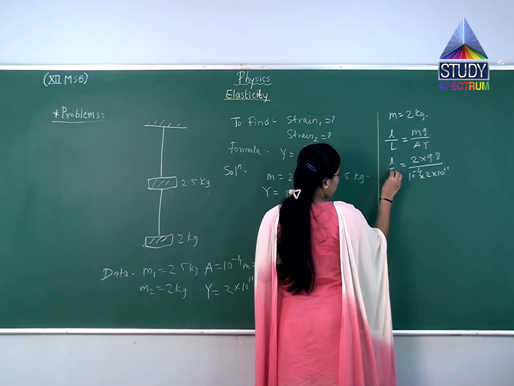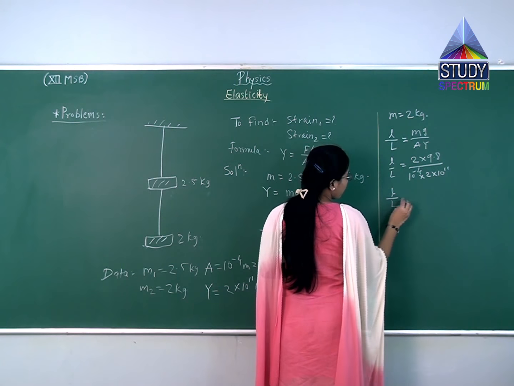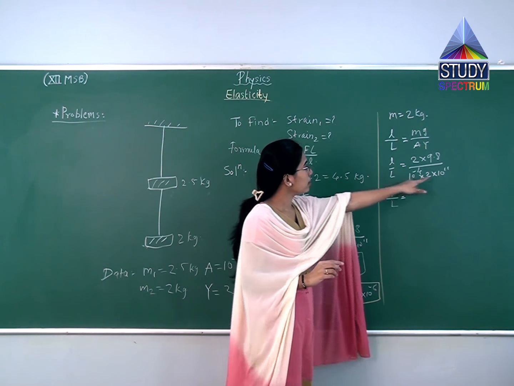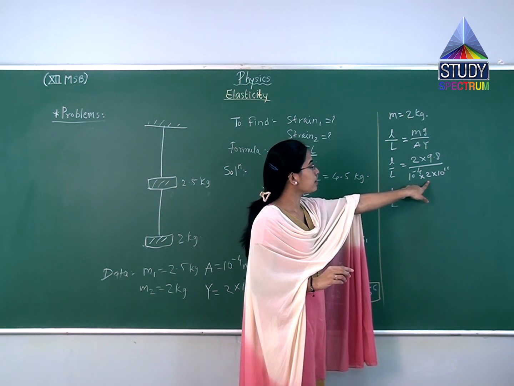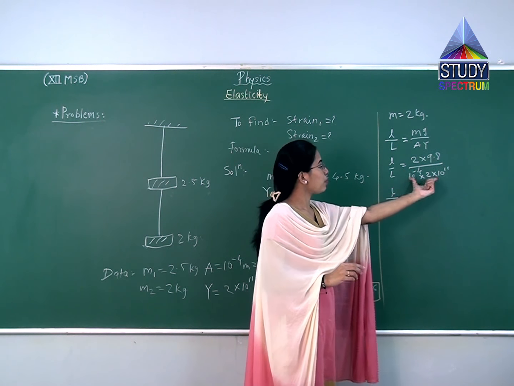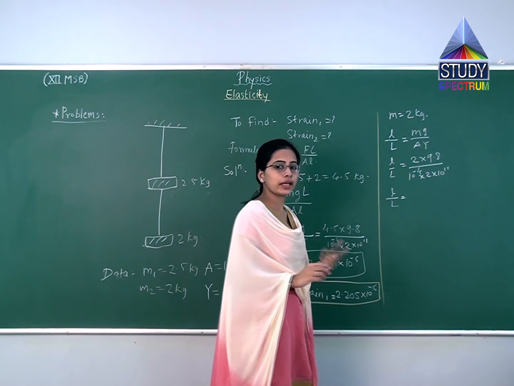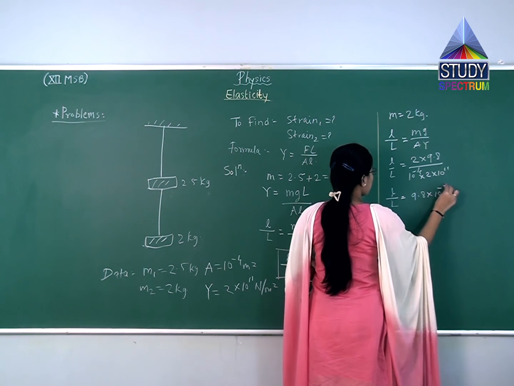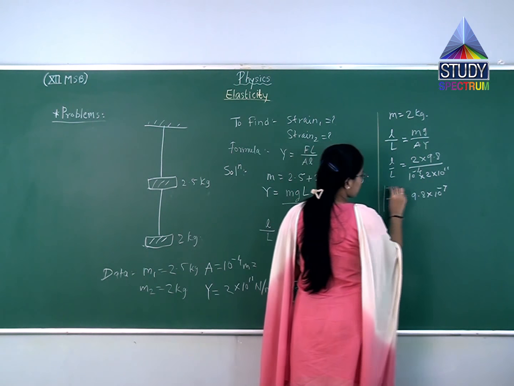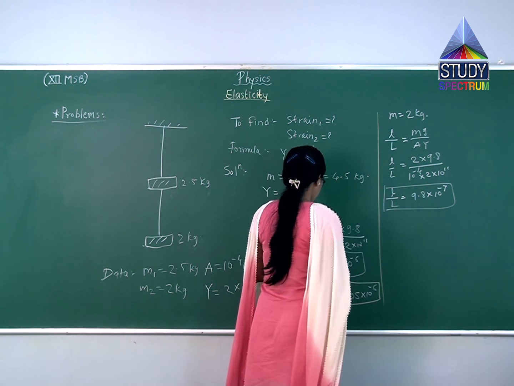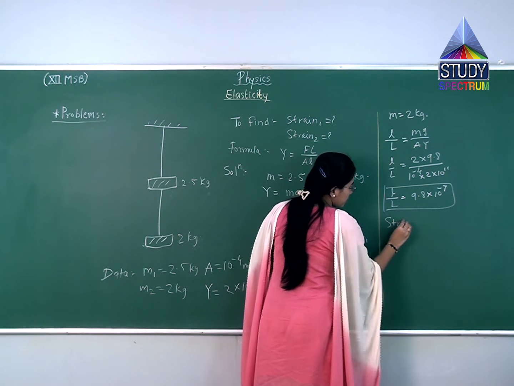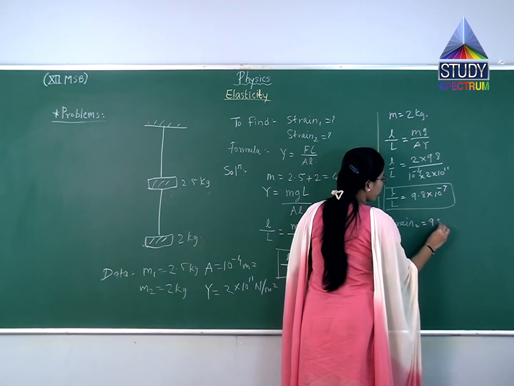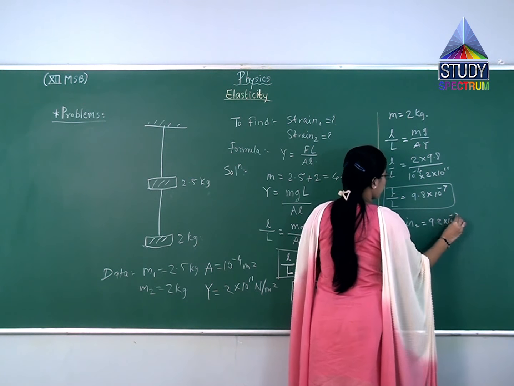So on calculation you will get the strain 2, as you can see this 2 factor will get cancelled and only the tens power we will utilize and the value is 9.8. So 9.8 into 10 raised to minus 7 is your answer. So you will write strain 2 is equal to 9.8 into 10 raised to minus 7.